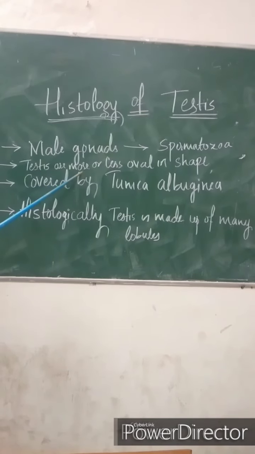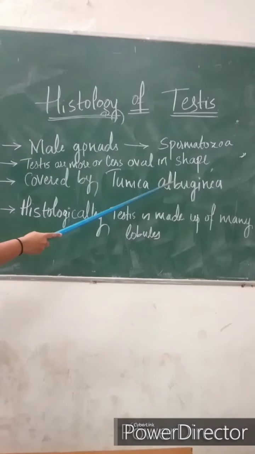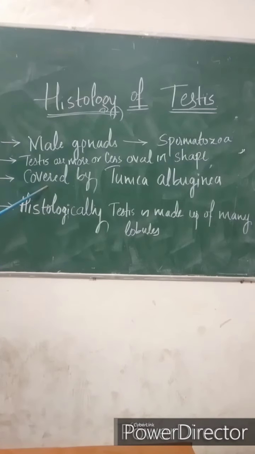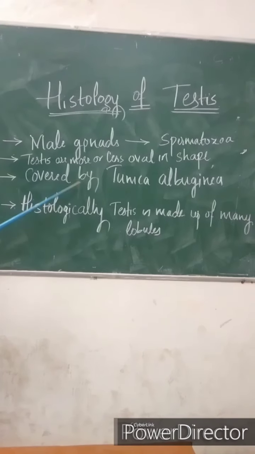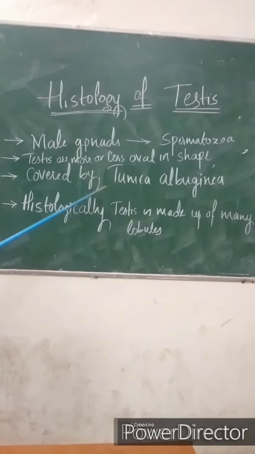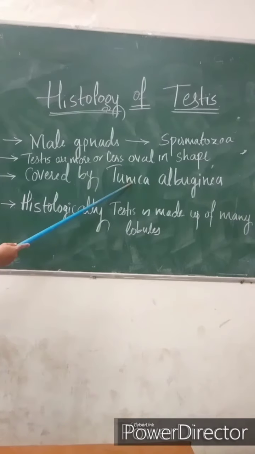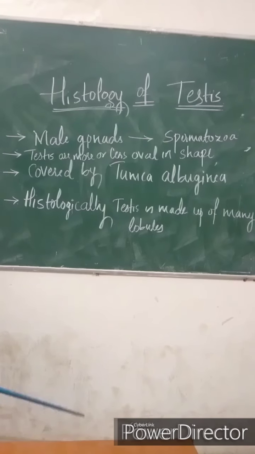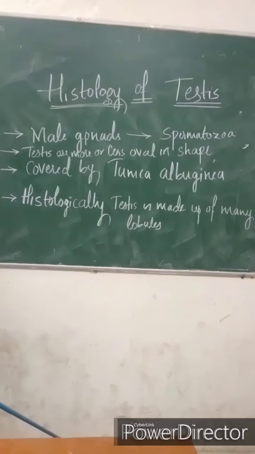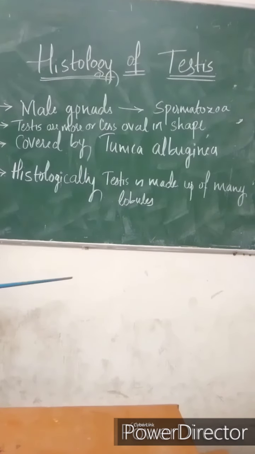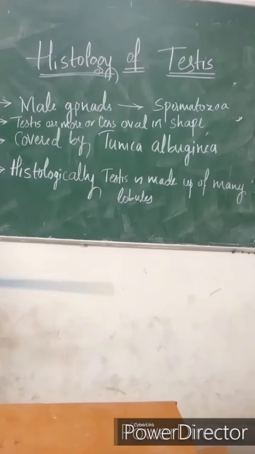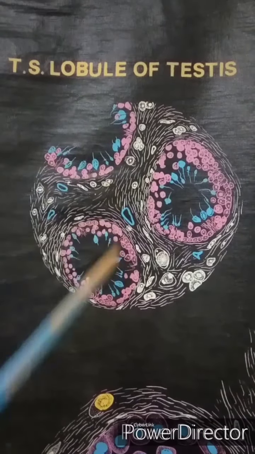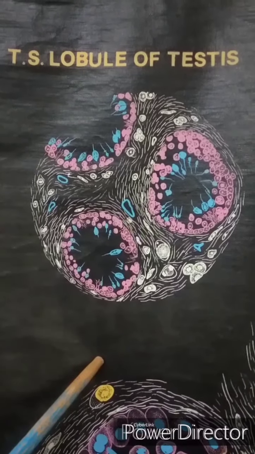Each testis is more or less oval in shape, measuring about 4 cm in length. Testis is histologically covered externally by a dense connective tissue called the tunica albuginea. The tunica albuginea is made up of closely packed collagenous elastic fiber. Histologically, testis is made up of many lobules. Each lobule encloses two or more highly convoluted seminiferous tubules.